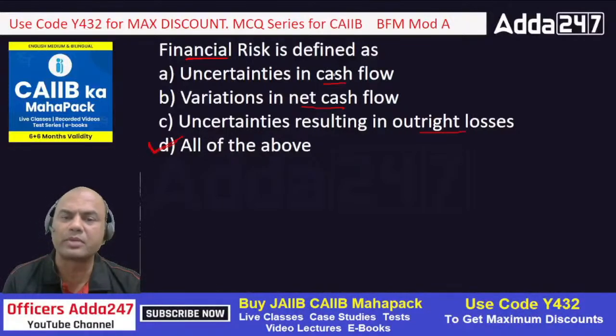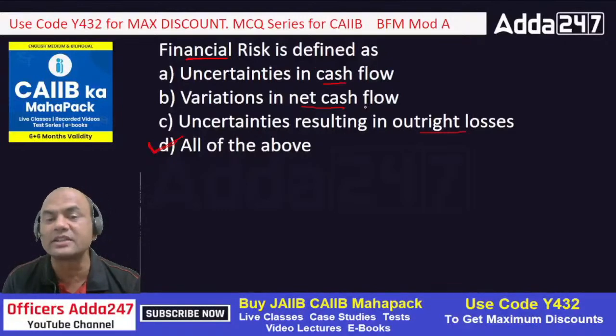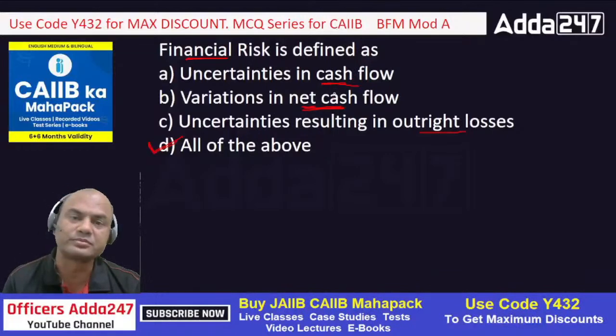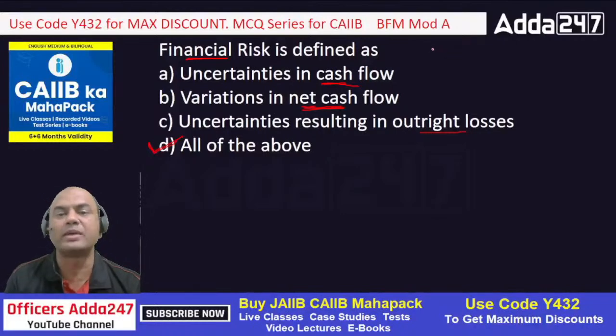Now tell me one important part. What do you mean by uncertainties in cash flow and variations in net cash flow? What is the difference between cash flow and net cash flow? Cash flow means if I am doing business and my sales are, let's say, 1 lakh rupees per month. So my cash flow is 1 lakh per month.